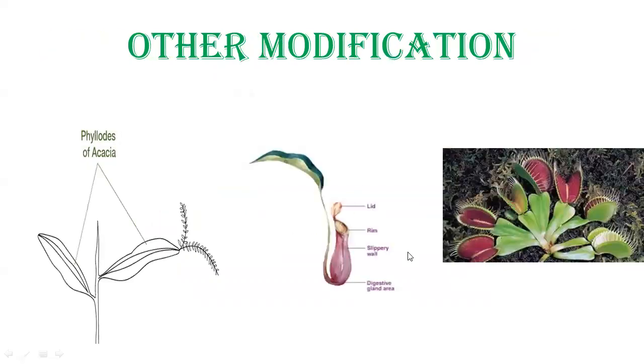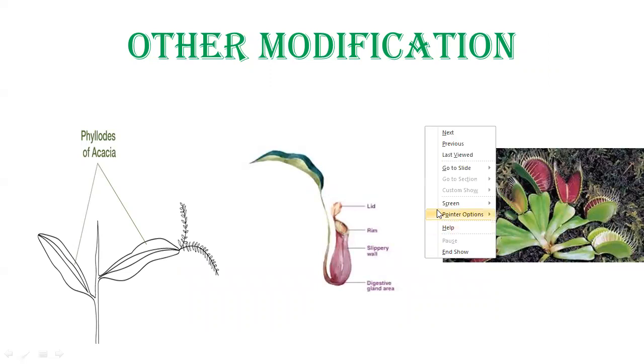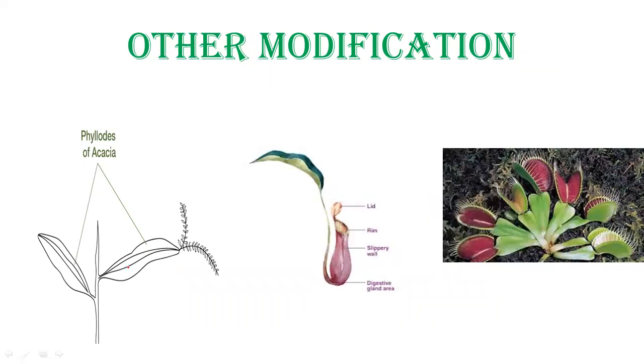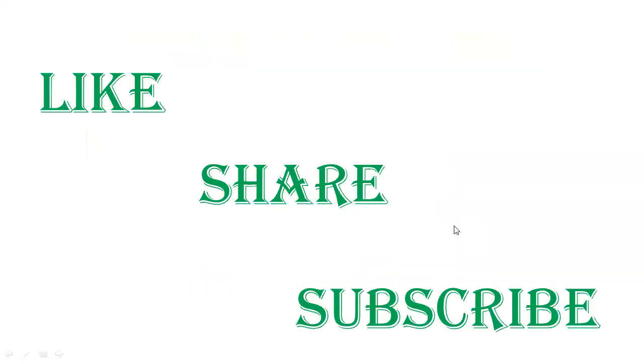Other modifications of leaf. First is phyllode of acacia. So in acacia, the leaf is short-lived, and the petiole expands and performs photosynthesis. Next is the pitcher plant, where the leaf is modified into a pitcher and traps insects. Venus flytrap plant. Okay, this is the Venus flytrap plant. This is also a modified leaf. So modifications are done.